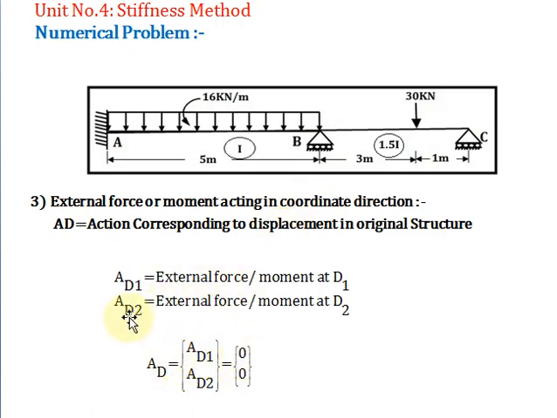Now AD2 is for support C, because our second unknown is the rotation at C. So at support C, is there any external force or point load acting? No. Is there any moment or couple acting at support C? No. Here AD2 will be equal to 0. So the AD matrix, the action corresponding to displacement in the original structure, is 0, 0.